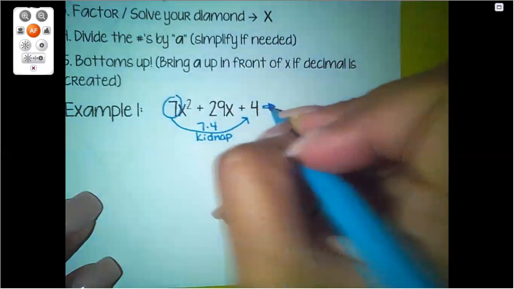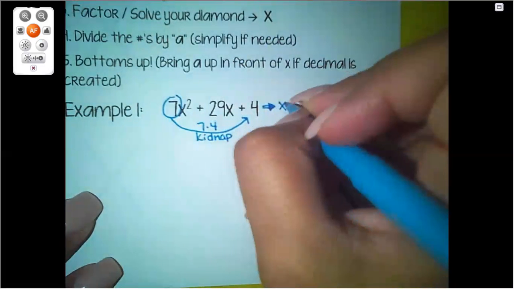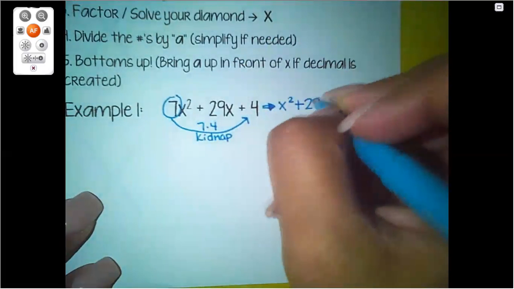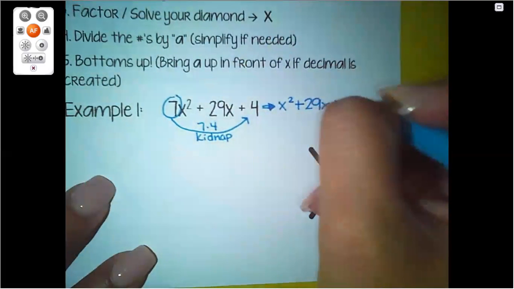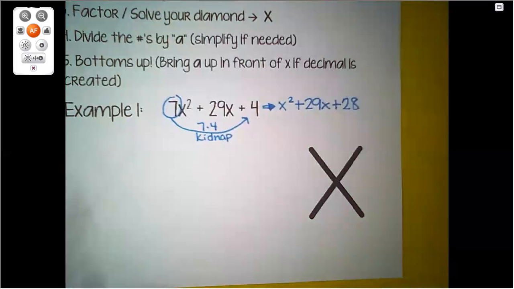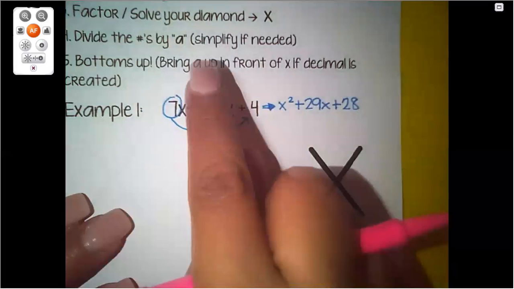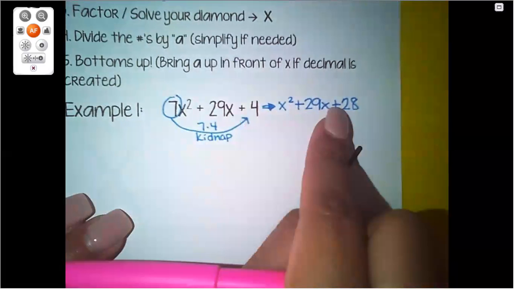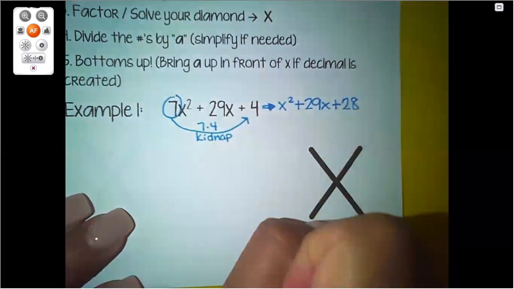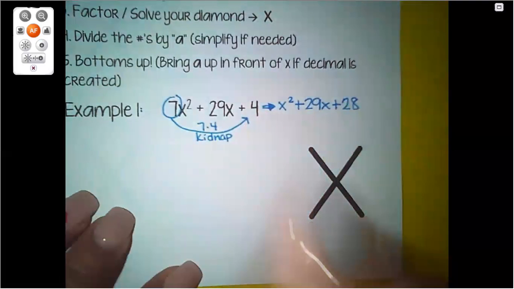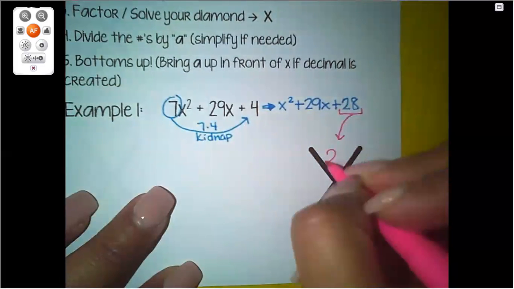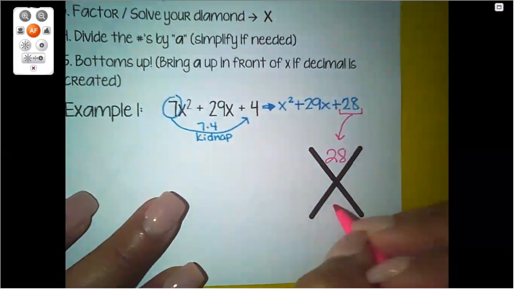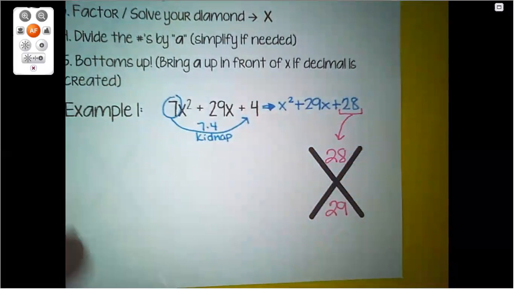That changes the whole equation to x squared plus 29x. And what is 7 times 4? Plus 28. Okay? Any questions so far? All I've done is taken that first number, multiplied it by the last, and it changed that last number to 28. Okay? From there, you still set up your diamond the same way. So that 28, the last number, falls to the top. So 28 at the top. What goes in the bottom? 29. Okay? Now give me two numbers that multiply to get 28, but add to get 29.